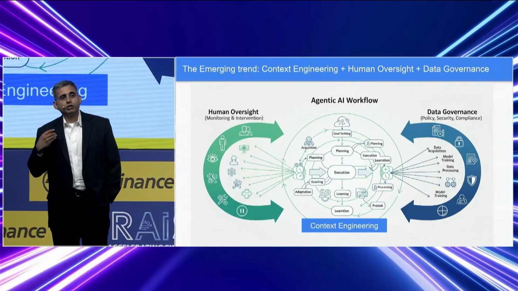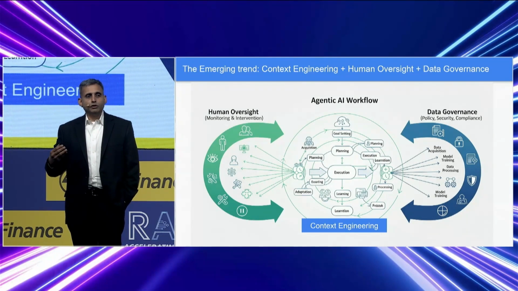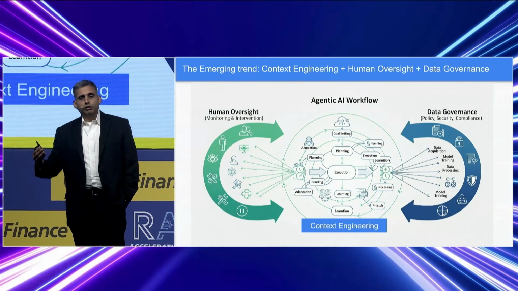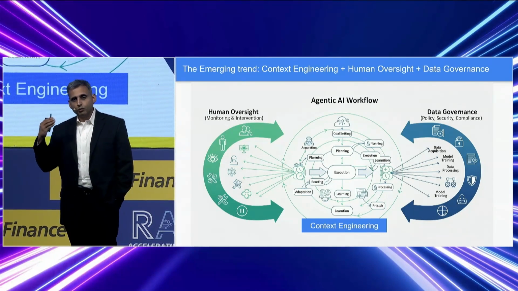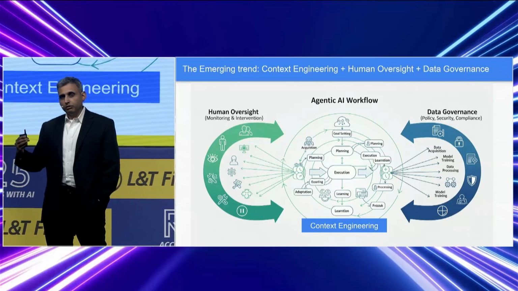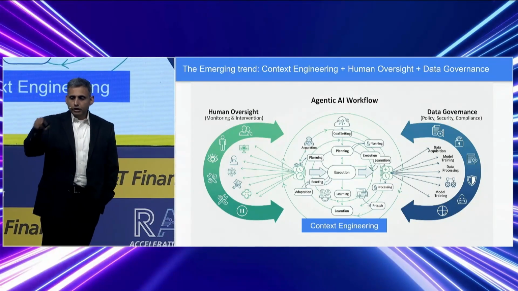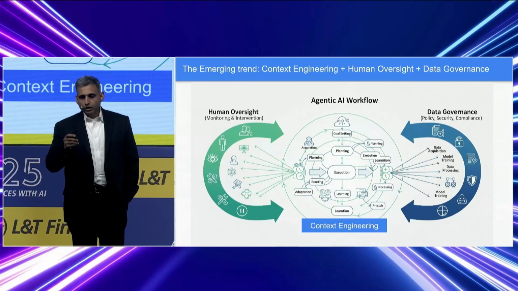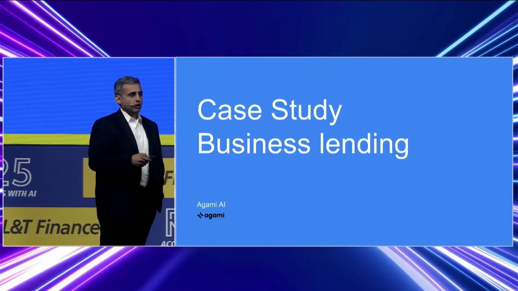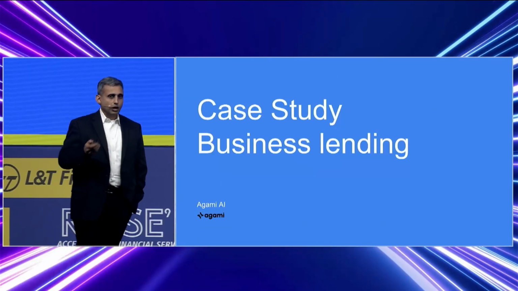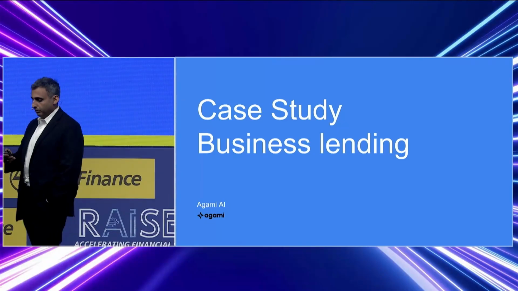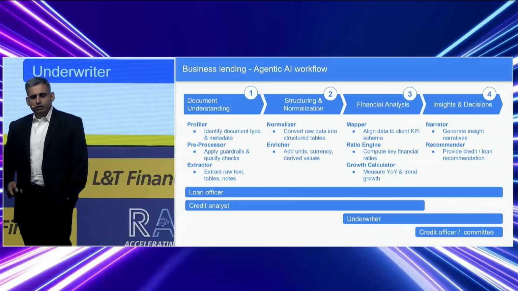We have what we call the agentic workflow, but on either side you have these guardrails, with the human evaluations on one side and the data guardrails on the other. So we'll go through some of these examples a little bit deeper in the case study that I'm going to give you in business lending. A lot of these insights are coming from my friends at Agami AI, and I'll tell you more about them later. All right, jumping right in.